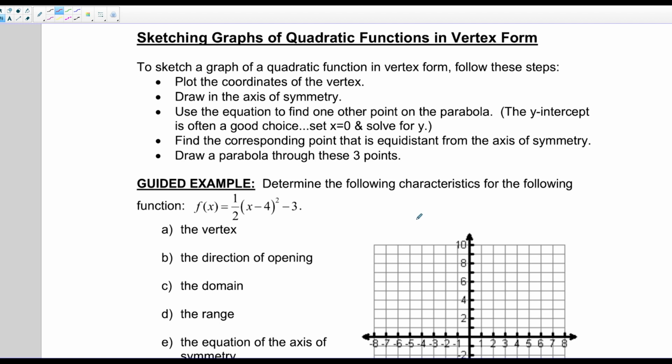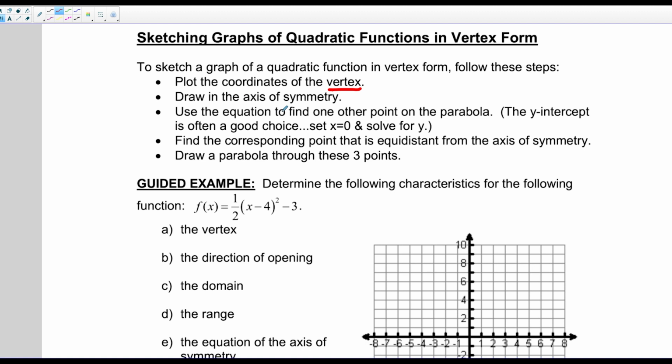So a couple quick notes before we sketch the graph of a quadratic function in vertex form. We want to make sure that we start off with your vertex. It's going to be the most important part. We don't always have to draw on the axis of symmetry, but it helps us out if we're sketching all of the points of the graph. Typically, I would suggest about 2 to 3 on either side of your axis of symmetry.